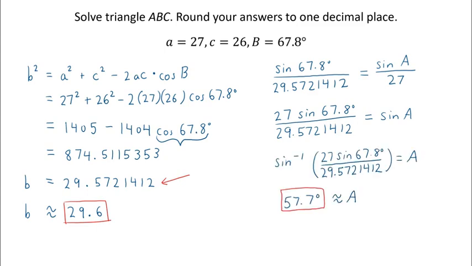Now let's use the inverse sine function to find the measurement of angle A. Doing a little bit of calculator work then shows us that the measurement of angle A when rounded to 1 decimal place is about 57.7 degrees.